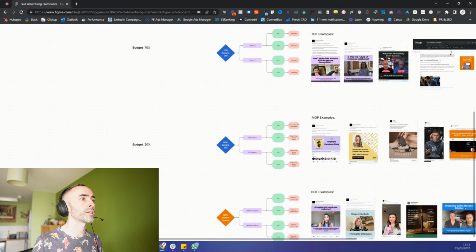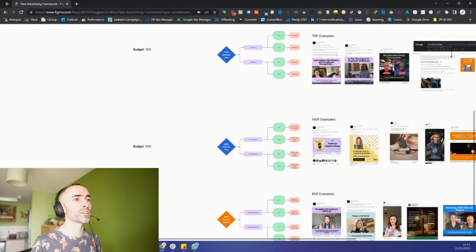You can't go in and say, we're going to set up an ad campaign and start generating leads straight away. It may take several months to even get to this stage. You'll see here with the approximate budget allocation, this isn't 100% exact. It's going to fluctuate every time. This is just rough guidelines.